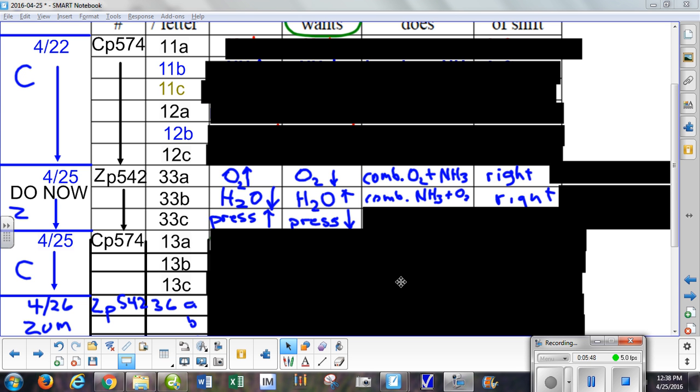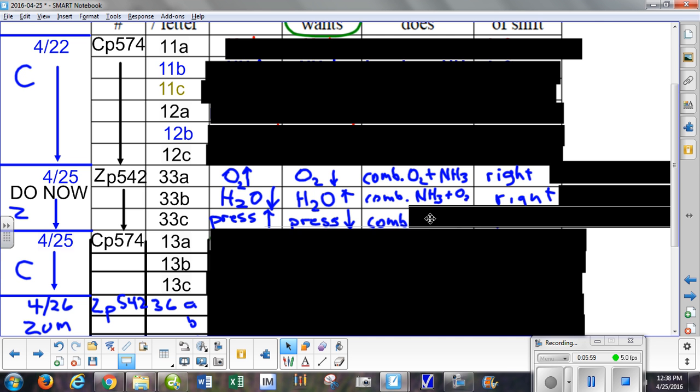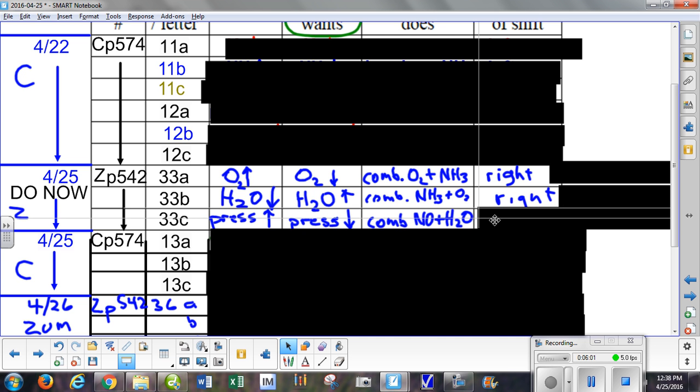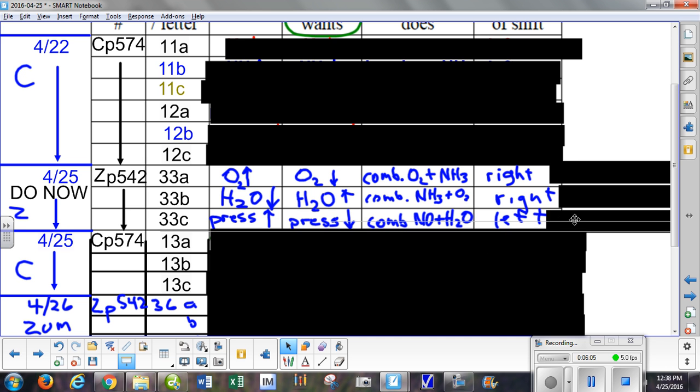Reduce the moles, and which side has fewer moles? The left or the right? The left side. Okay, 4 plus 5 is 9. On the right side, we have a total of 10. So we're going to combine nitrogen monoxide and water, and we will do a left shift.